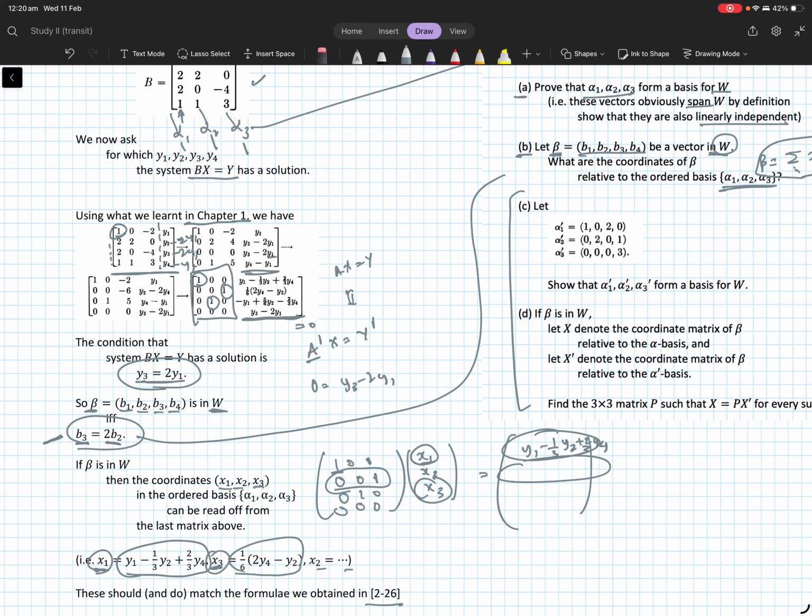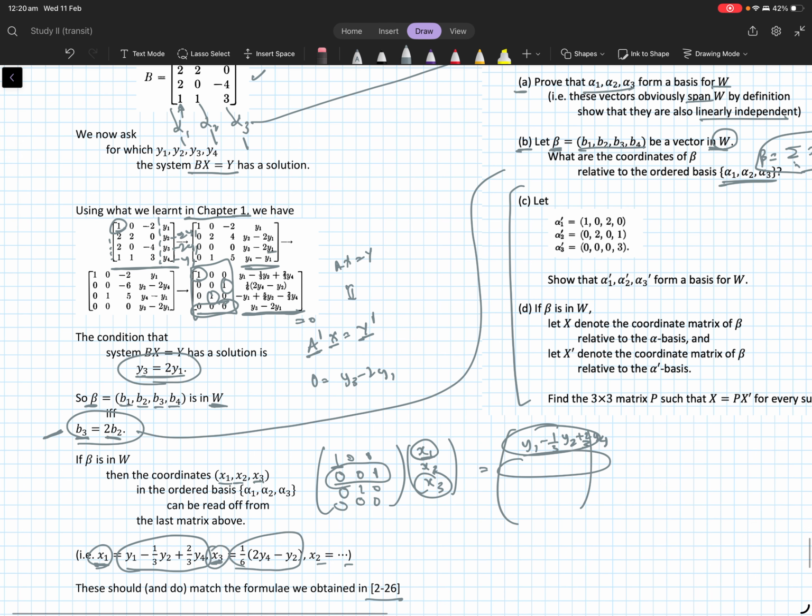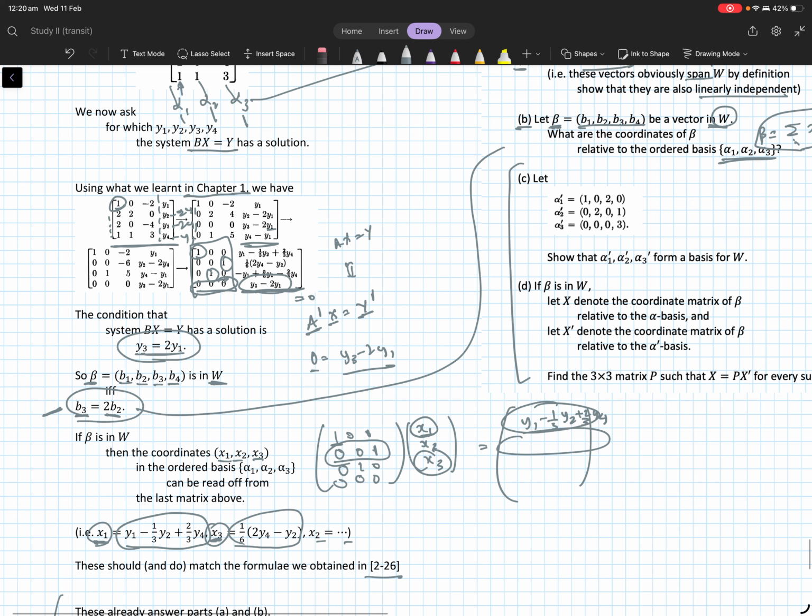So now what are we doing? Well, we are checking if A prime x equals y prime. If you look at the condition arising from the last row, since all the elements of the last row are 0, you'll have 0 must equal this last entry in y prime, which is y3 minus y2. And this gives you what constraint? It gives you that y3 has to be the same as 2y1, right? So it's written right here.